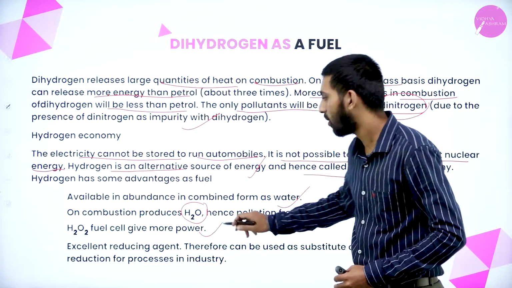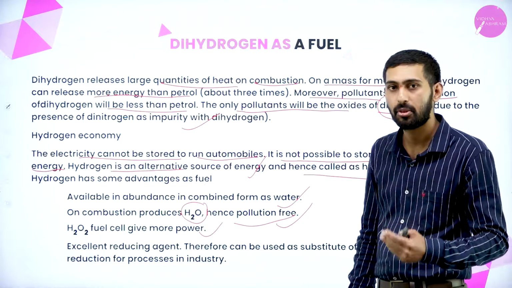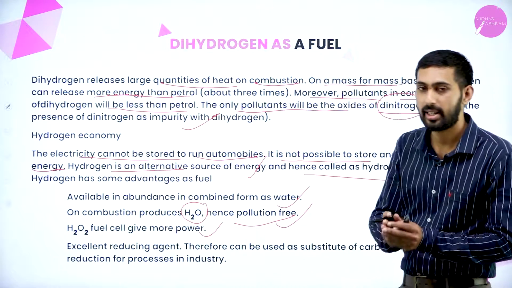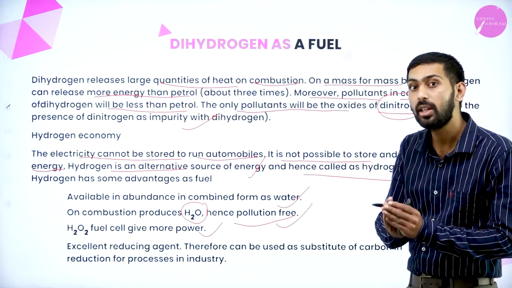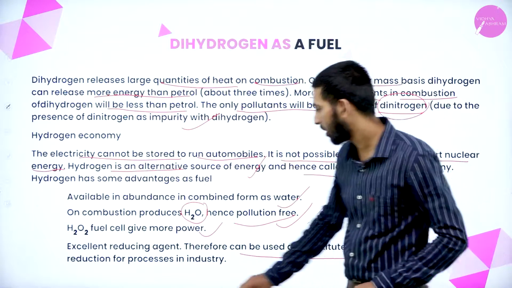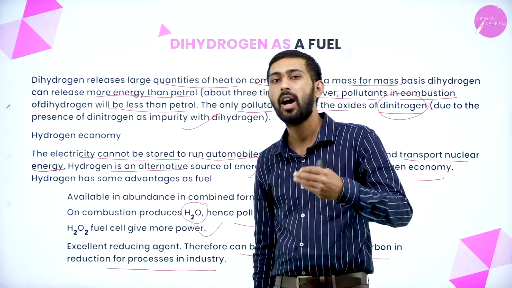Next, the hydrogen peroxide fuel cell produces more power. Next thing is excellent reducing agent. It acts as an excellent reducing agent, and therefore it can be used as a substitute for carbon in reduction processes. For the reduction process, we can use hydrogen fuel.